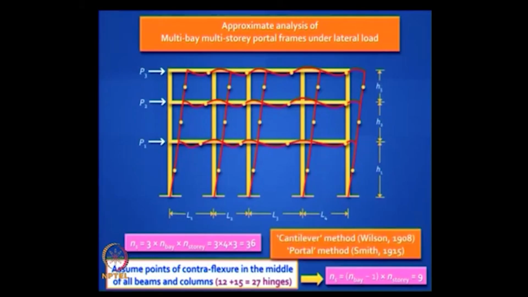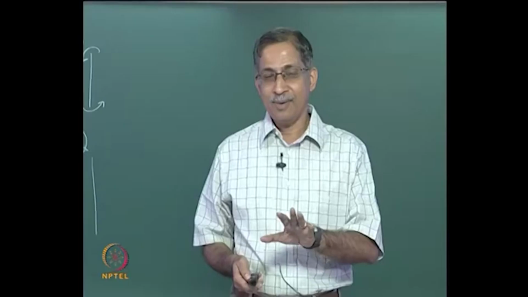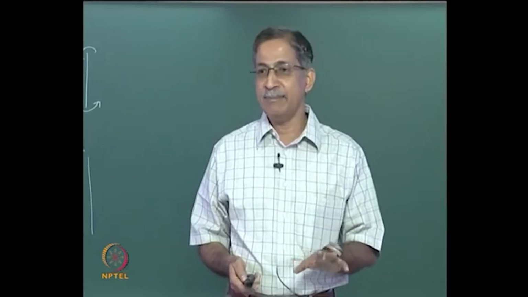So you will find historically two methods came into being. One is called the cantilever method, proposed by Wilson in 1908, the other is the portal method proposed by Smith in 1915, and they actually made buildings which were very tall in reinforced concrete and in steel. Now let us look at both these methods and see how they simplify. Please note, this whole method is approximate, you are ignoring completely compatibility, you are ignoring the relative stiffness of the beams and the columns, okay.